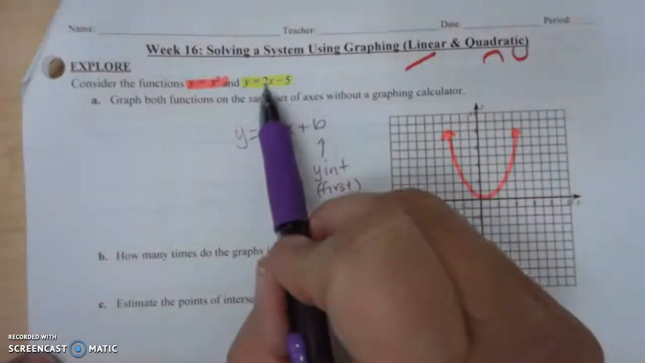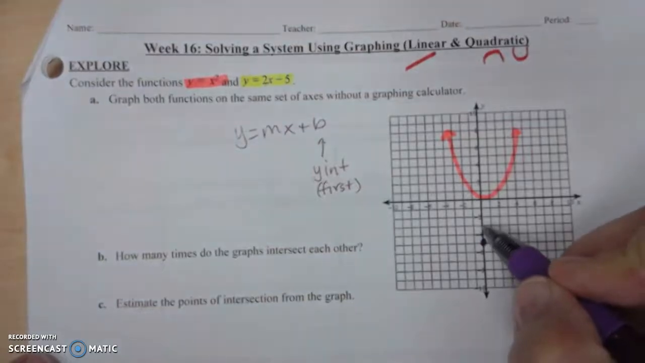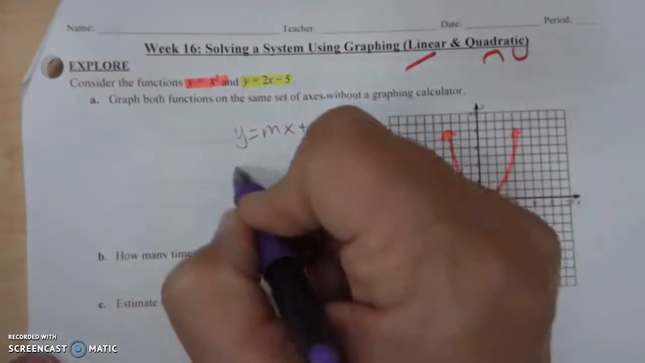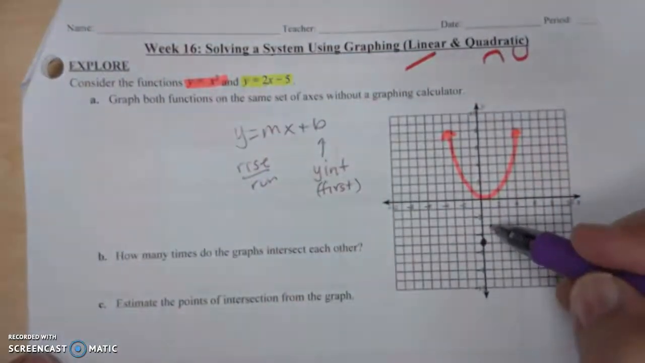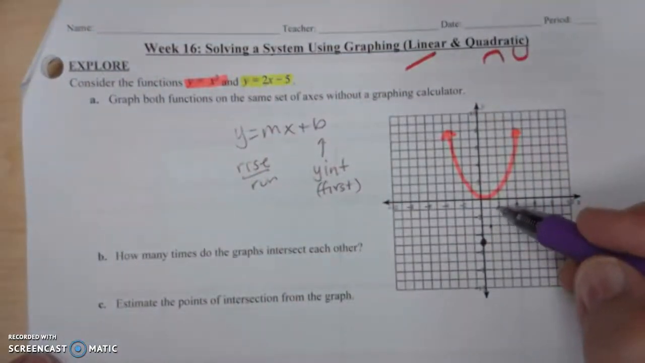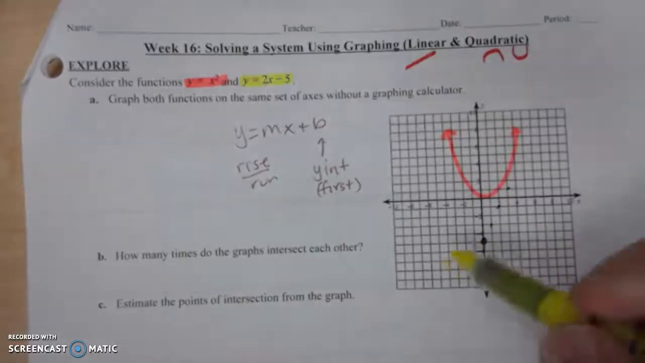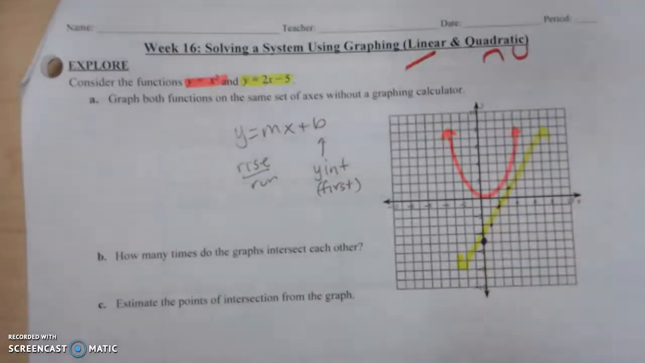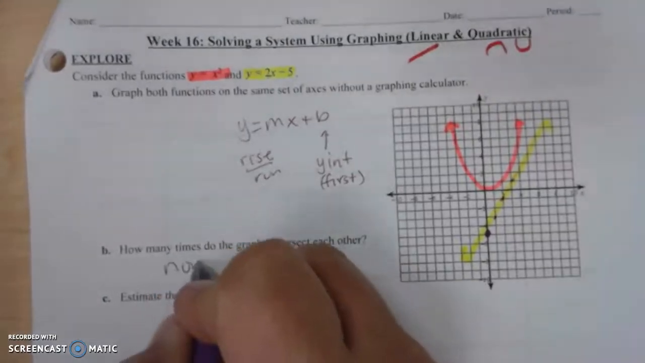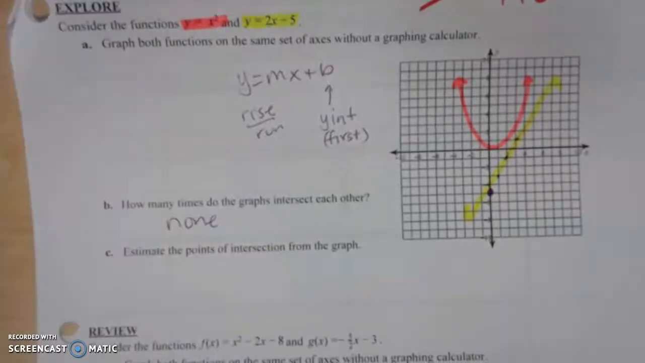And then our slope is the number next to the x. So we're going to go from this point up 2 over 1. Slope, remember, is rise over run. This is all positive, so up 2 over 1, up 2 over 1, up 2 over 1. Okay, and you're going to see that this graph looks like this. How many times do these graphs intersect? None. So this is an example of no solution.